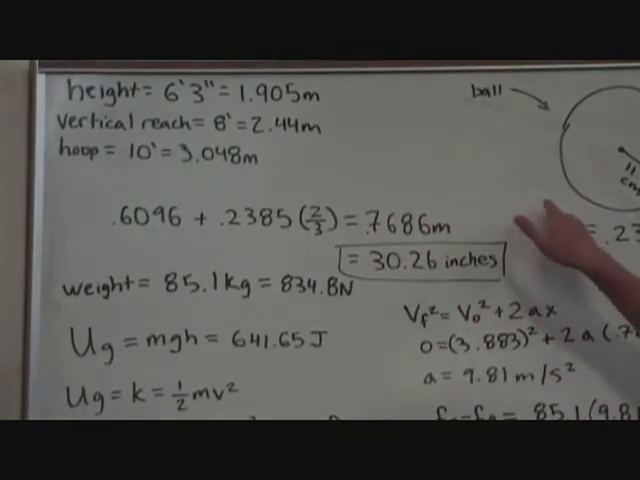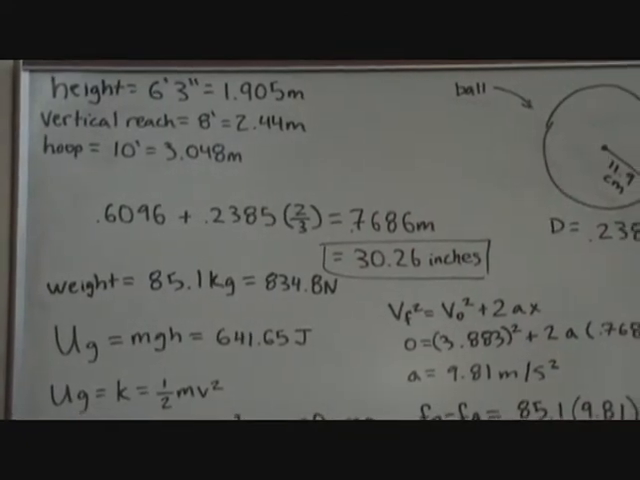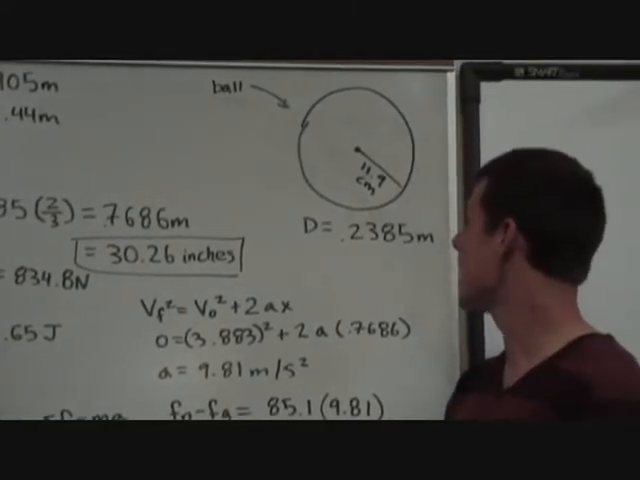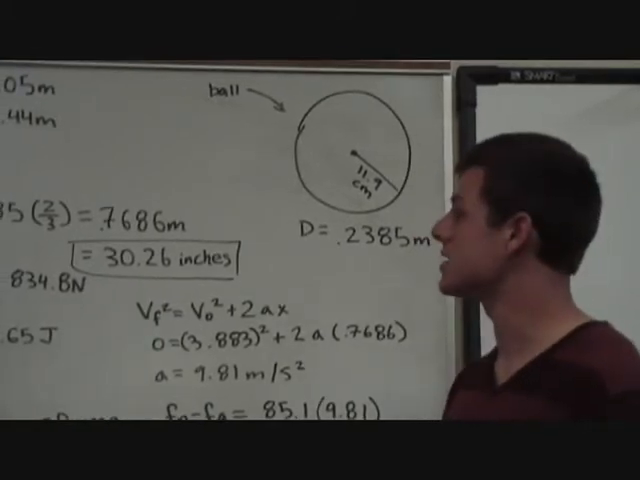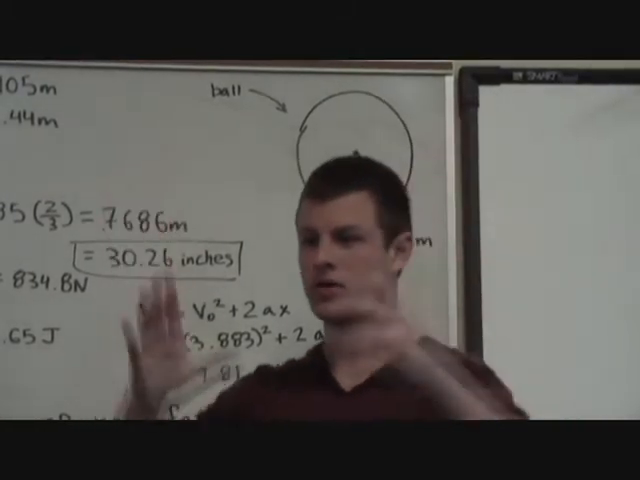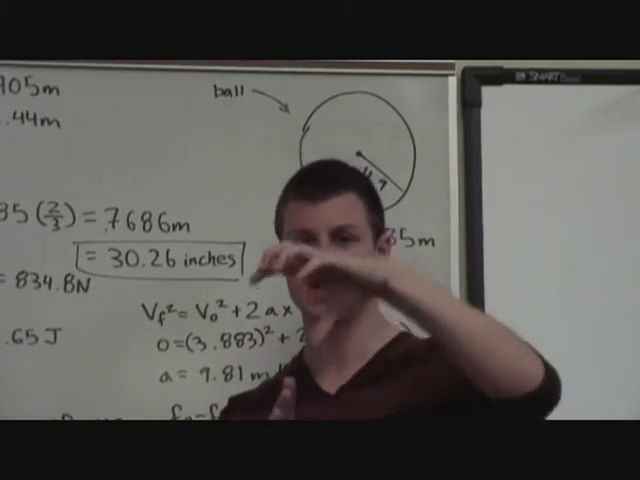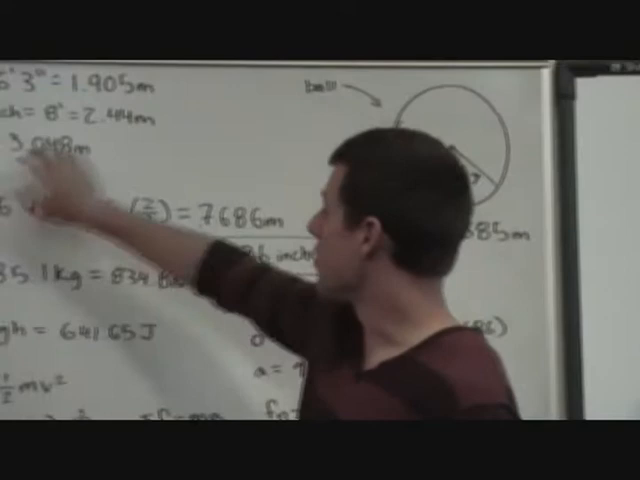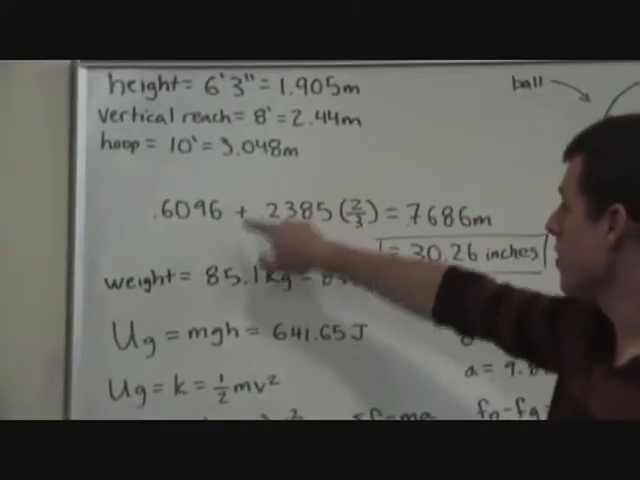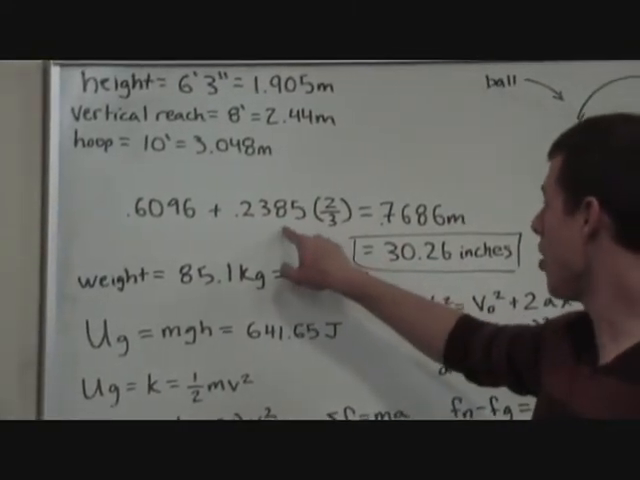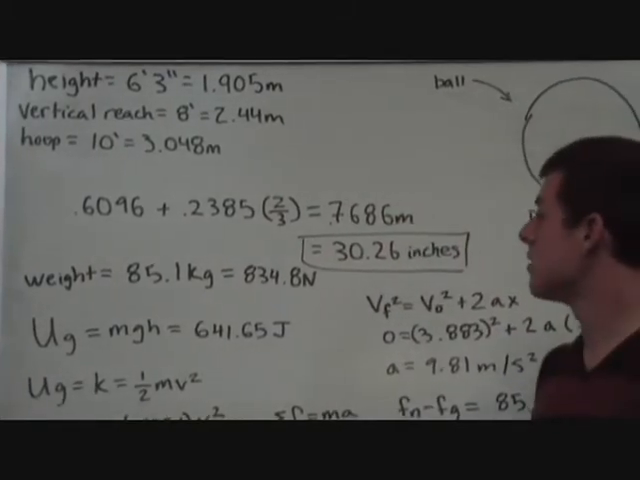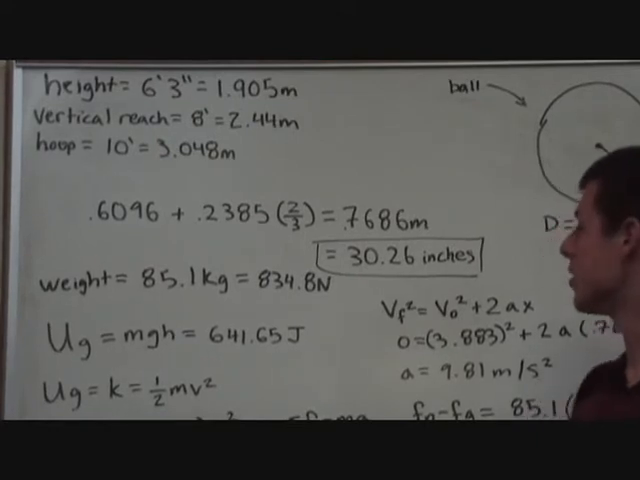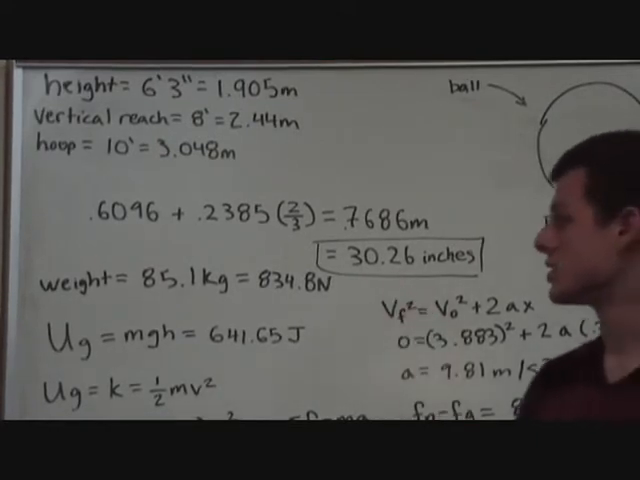Now if we go over and look at the basketball, which has a radius of 11.9 centimeters, or a diameter of 0.2385 meters, we can say that when I dunk, I have to put about 2/3 of the ball over the rim, because an additional third is above my hands, in my hands. So, if we take the difference in my reach and the hoop, plus 2/3 of the diameter of the ball, I must get 0.78686 meters off the ground to dunk a basketball, which is about 30.26 inches.